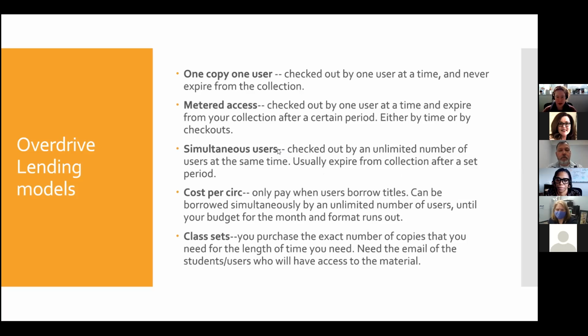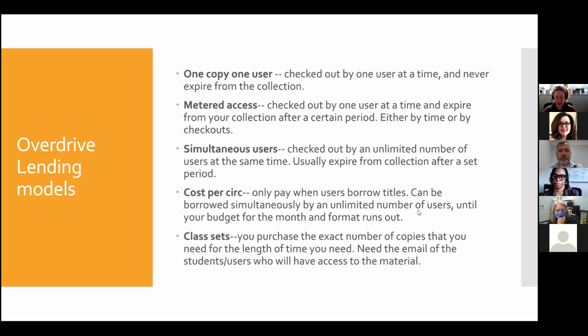I know in OverDrive, a lot of these are more academic collections that you can purchase that way, or the magazine collection is a good example of this. Those are simultaneous users and simultaneous checkouts. The cost per circ model, you only pay when users borrow titles. They can be borrowed simultaneously by an unlimited number of users, and you have a set budget for cost per circ items per month, and it'll pull from that budget until the money runs out.